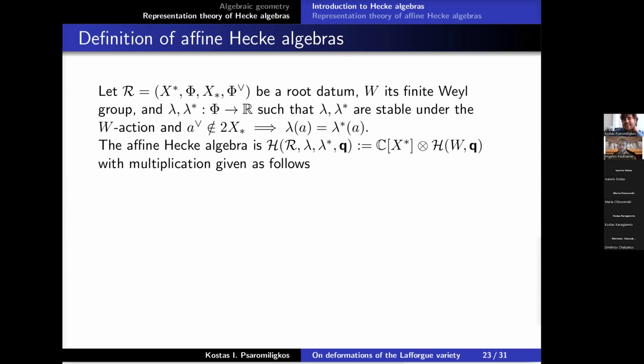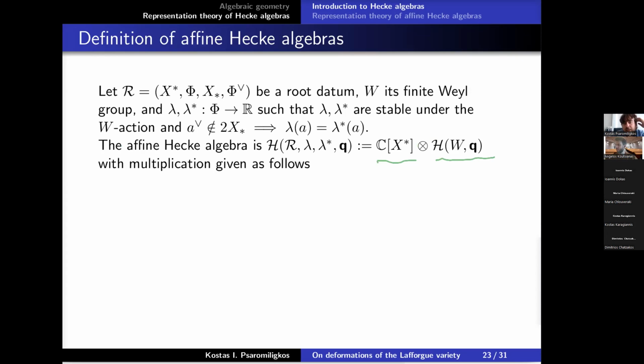So you still need a little more data. You need this pair of functions on roots that you want to be W invariant, and with these technical conditions, often lambda and lambda star are just equal. So you can, for the moment, just ignore any other case and just assume they're equal. So then we can define an affine Hecke algebra. How? We take C[X star] and this Hecke algebra we defined before of the finite Weyl group.